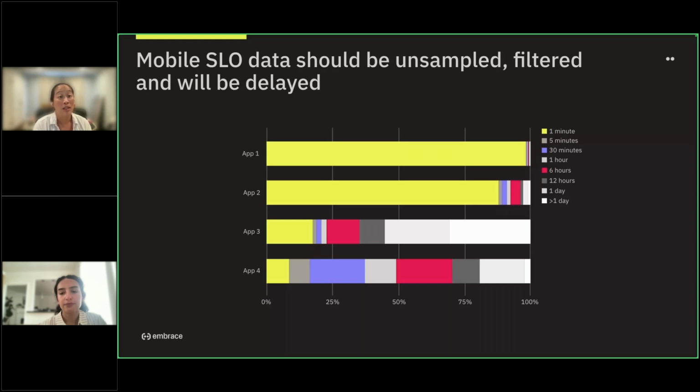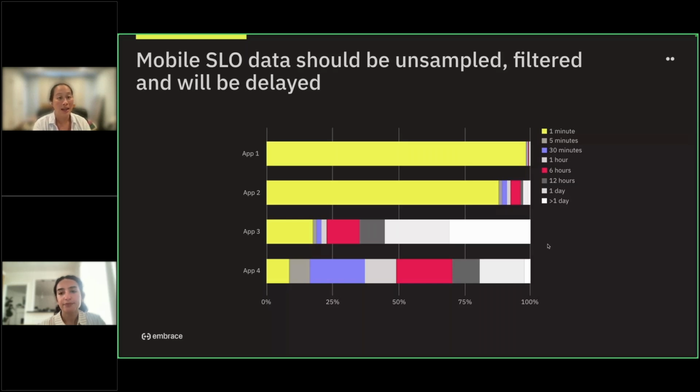Some people may even want to split SLOs for free versus paid customers. And so there's a lot of different ways that you can cut the data. Lastly, I like to remind observability teams that mobile data is sometimes delayed. And that's what this graph shows. So for app one, all of the data comes in within 1 minute. But if you look at app four, there's even a chunk where the data comes in after a day.